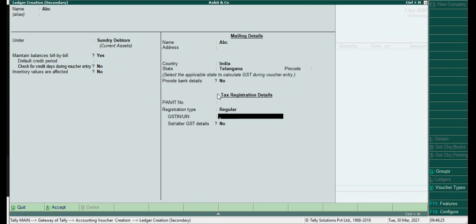What is the GST number you said, Farhana? 36 AAPFG 1655 C1ZH. Enter. 36 AAPFG 1655 C1ZH. Okay. Enter.